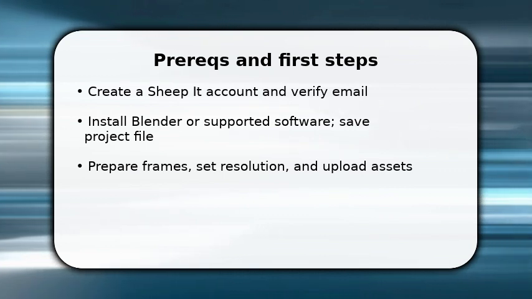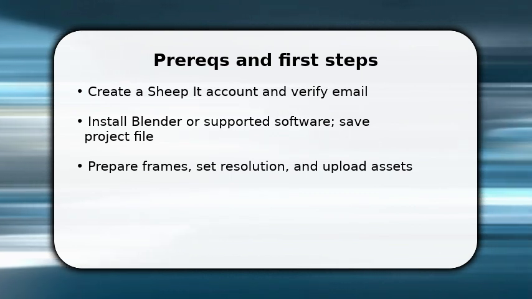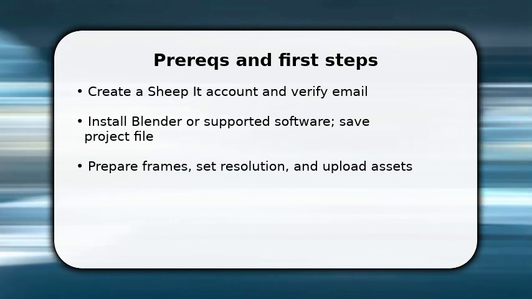Once done, open the SheepIt project creation page, give your job a clear name, set frame range and resolution, then upload your project archive. Make sure to select the correct render engine and frame step. This gets you into the queue quickly and avoids basic mismatches before rendering begins.